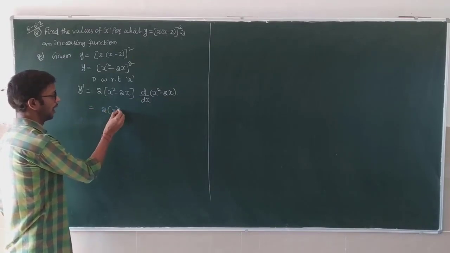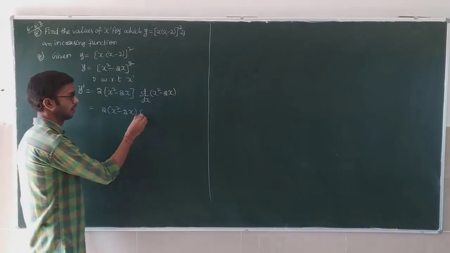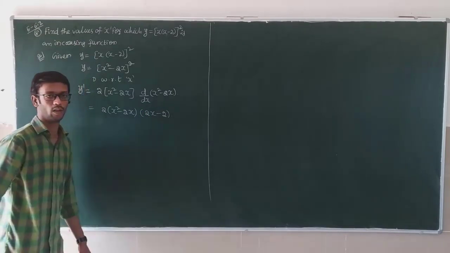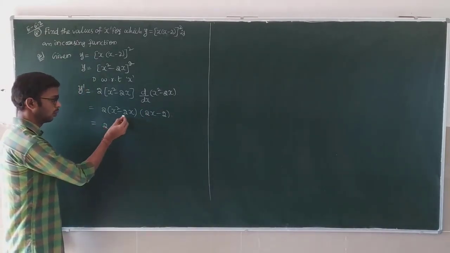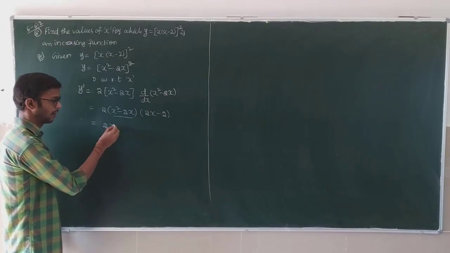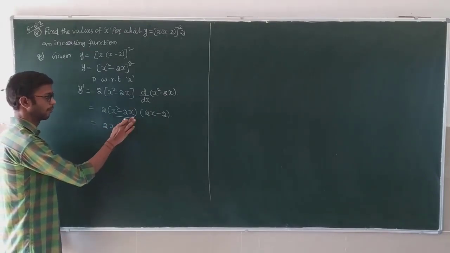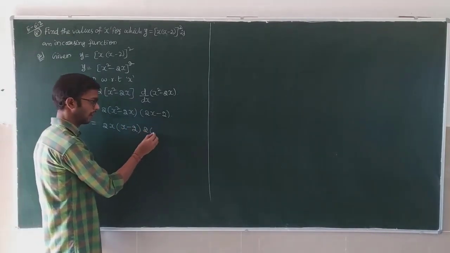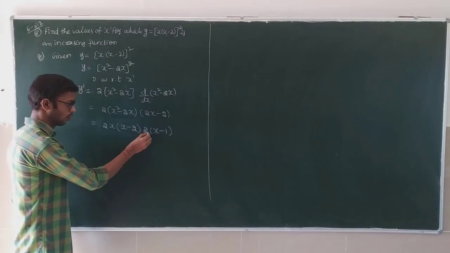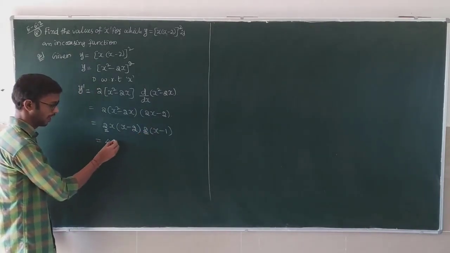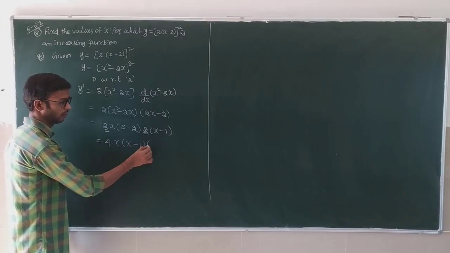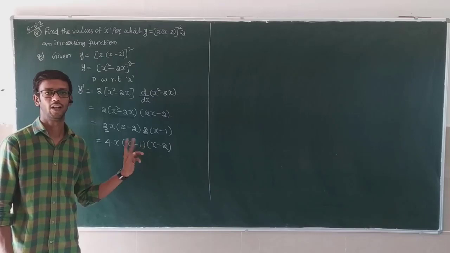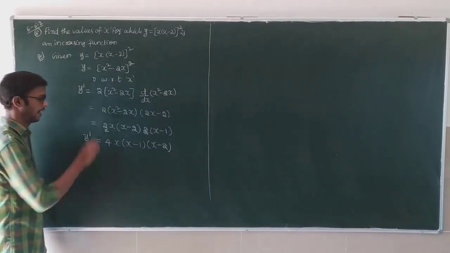2 into x squared minus 2x, the derivative is 2x minus 2. In this one, take x common, how much will we get? x minus 2. Here take 2 common, x minus 1. So 2 into 4x into x minus 1, x minus 2. I am just replacing x: 4x(x minus 1)(x minus 2). This is the y dash value.